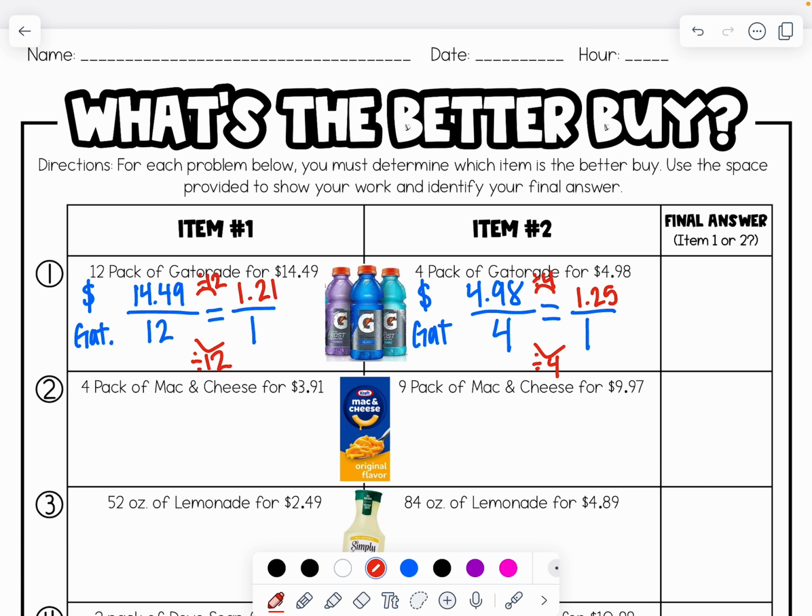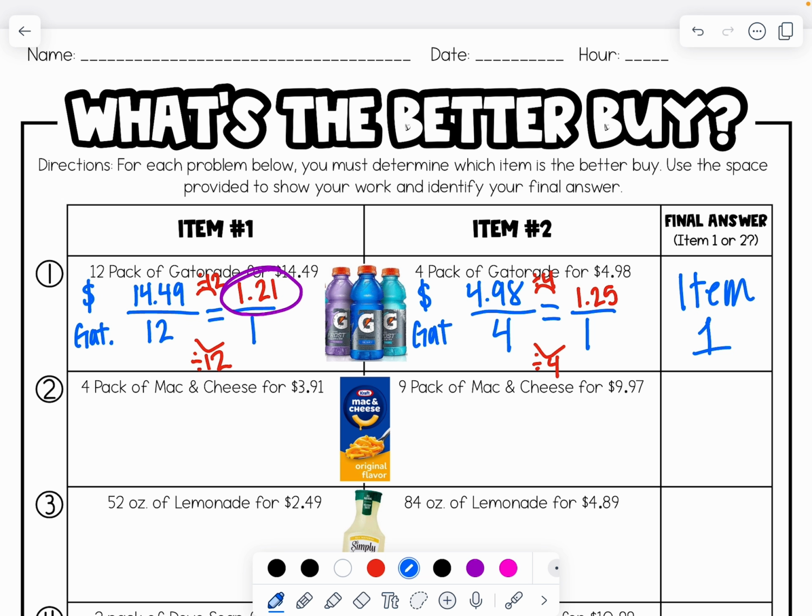So the better buy is the cheaper one, and so that would be the $1.21. So for my final answer, I would say item 1 is the better buy on this one, and that's what I would write there. Okay. So you're going to do the same thing for the rest of these.